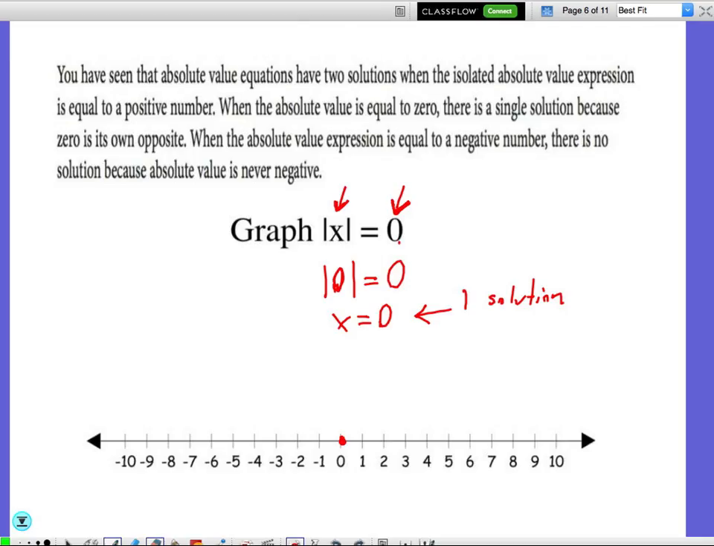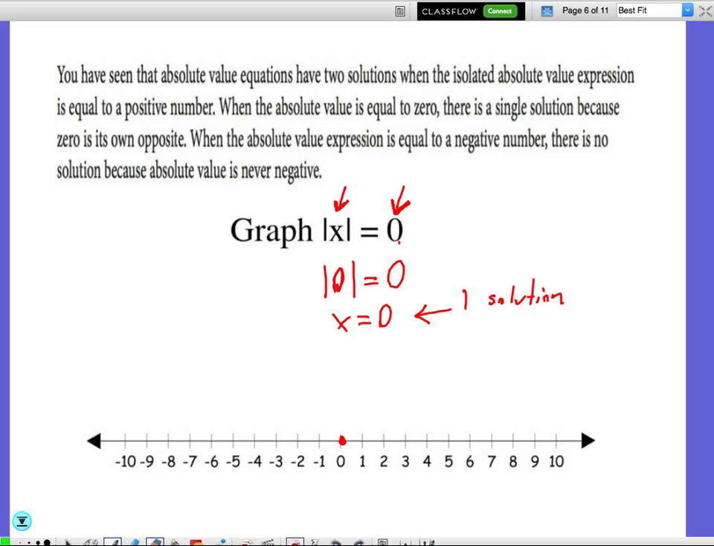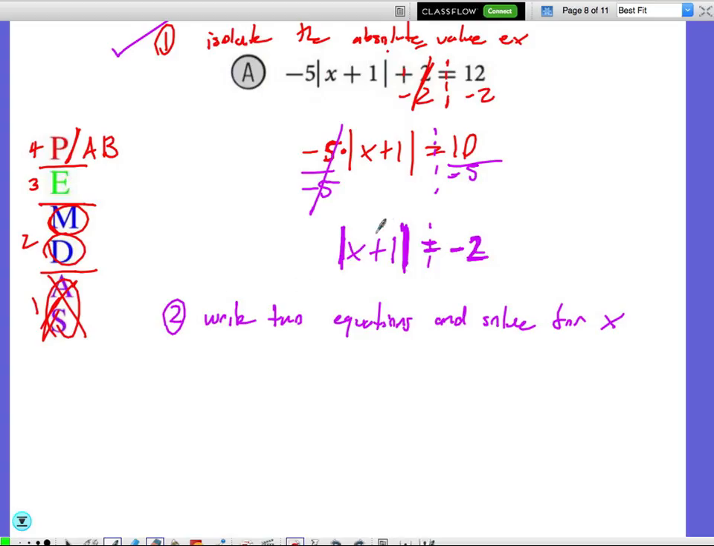And what we said was, the problem is that whenever you have the absolute value isolated here, and you have a negative number, we said that there are no solutions. It's not possible to take the absolute value of something and get a negative number. Which is exactly what we have here. Now you have to remember, the absolute value has to be isolated in order to know if you have 0 solutions. Since we already did that, and we have a -2, then this is going to have no solutions.